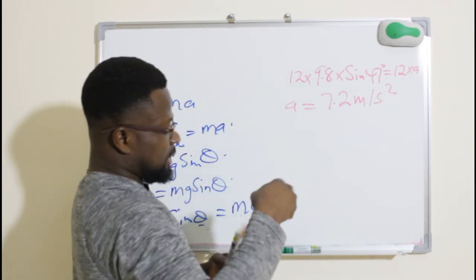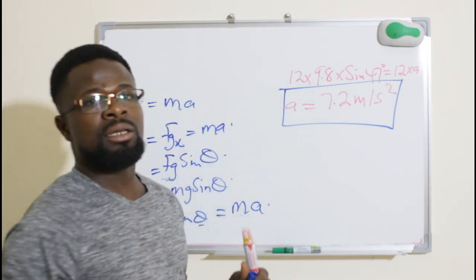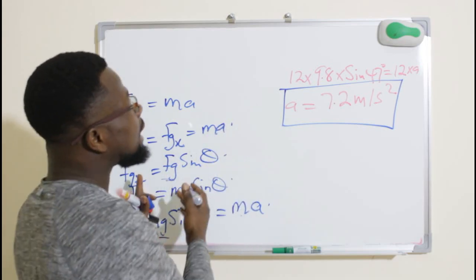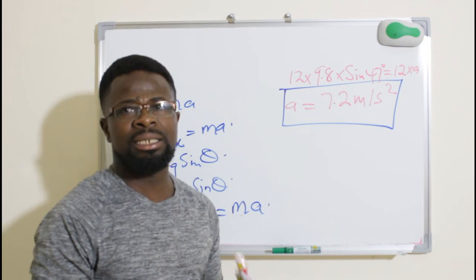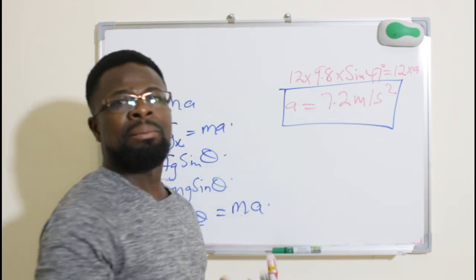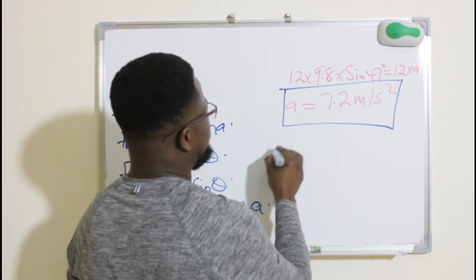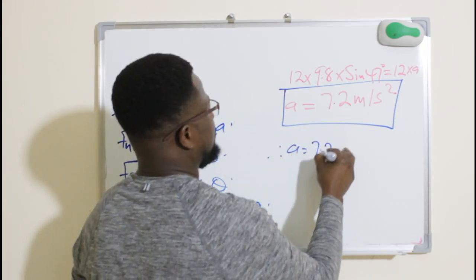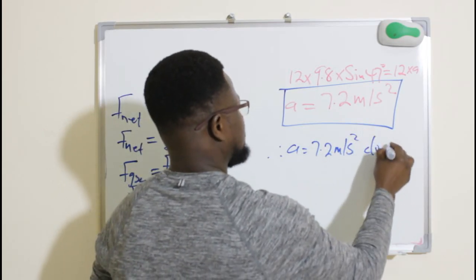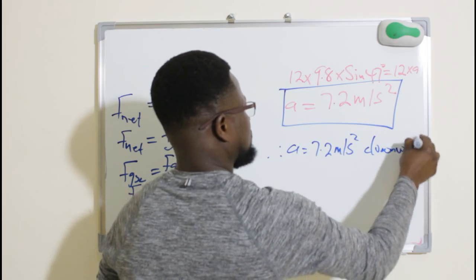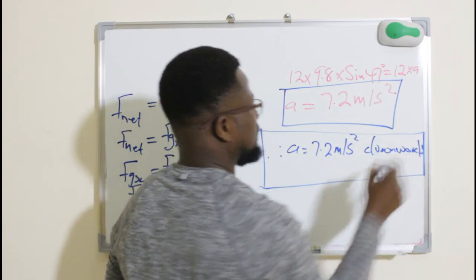This is the acceleration with which the object is moving down the incline. Remember, acceleration is a vector quantity. Therefore, what I have given is the magnitude, and I need to show the direction. So I will conclude finally by saying a is 7.2 meters per second squared downwards, which means it is moving down the inclined plane.